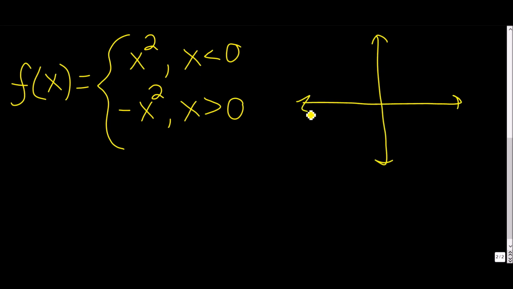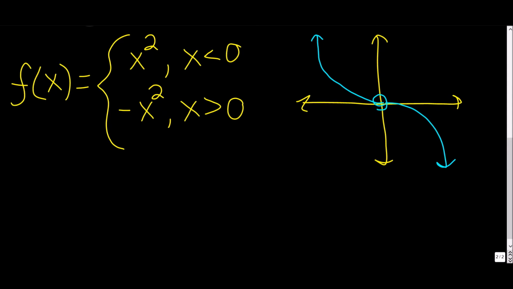Well, before 0 it behaves like x squared. Well, x squared is a parabola, and we've got an open part there. Then after 0, it behaves like negative x squared. So it's kind of like this. It looks like a cubic function, although it's not. But notice that there's nothing at 0. It's just an open hole. Right? It's just a hole. So what could we say about this?